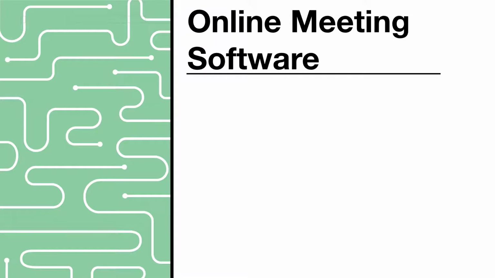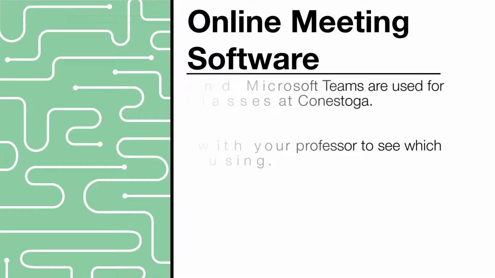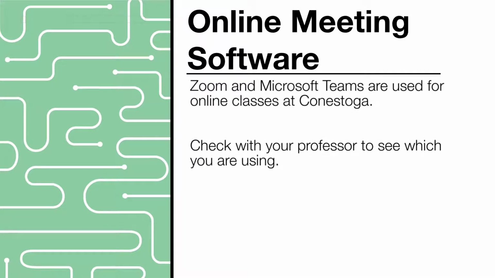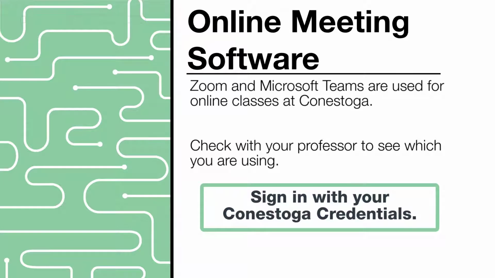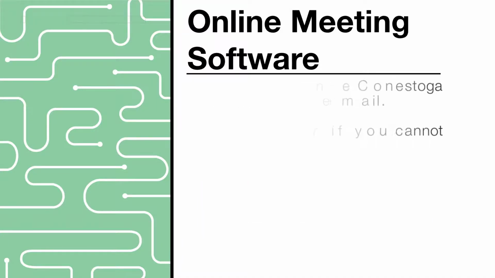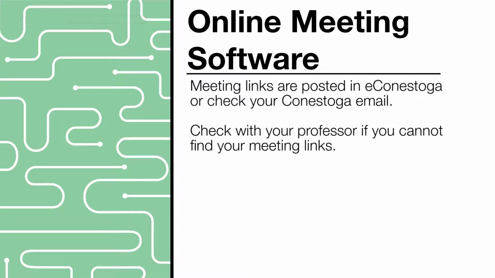Online meeting software for your classes. Conestoga College uses two meeting platforms to host online classes, Zoom and Microsoft Teams. You will need to check with your professor to see which platform your class is using to meet. Sign into your meeting software with your full name and Conestoga credentials. This is to ensure meeting security and accurate attendance tracking. You will find your meeting links posted in eConestoga or in your Conestoga email. If you cannot find your meeting links, contact your professor directly.